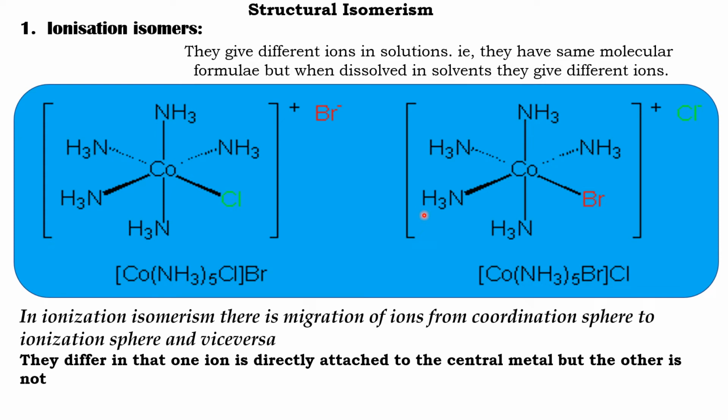See this example, the same example. I have a chlorine inside the sphere here, but in this molecule the chlorine is outside the sphere. That means during ionization isomerism, a ligand can migrate from the coordination sphere to the ionization sphere and from the ionization sphere to the coordination sphere. So in ionization isomerism, there is exchange of ligands from the coordination sphere to the ionization sphere and from the ionization sphere to the coordination sphere.